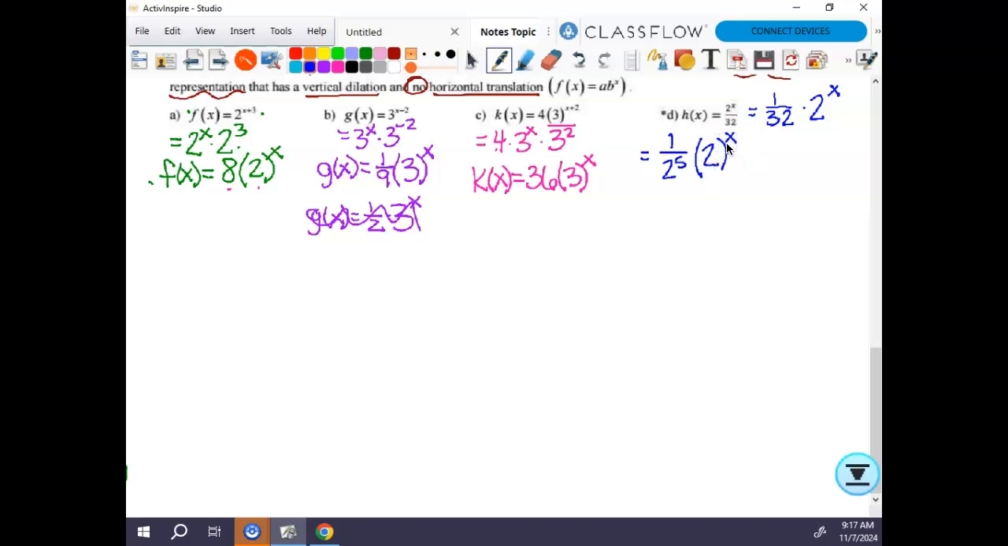Okay. Or it's also 1/2 to the 5th. That's another way to look at it, either way. But I don't need that to be 1/2 or 1 over 2. I need that to be 2 to some power. So I can rewrite that first part as 2 to what power? How do I make this into a 2 to what power? -5. Good. 2 to the -5th times 2 to the x, which means I get that h of x is equal to 2 to the x minus 5 power.